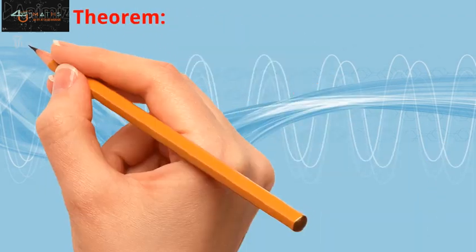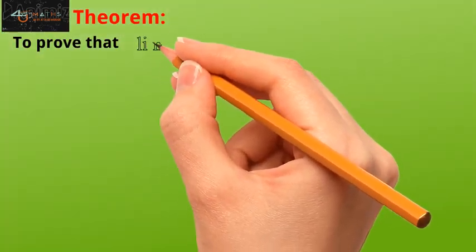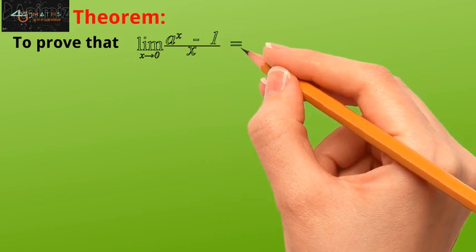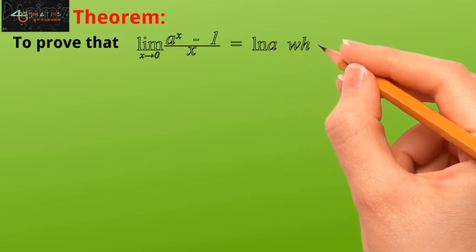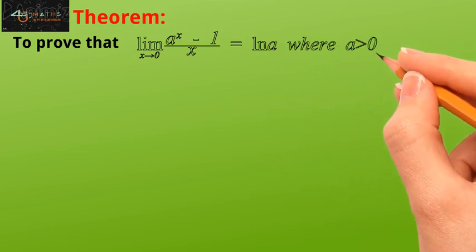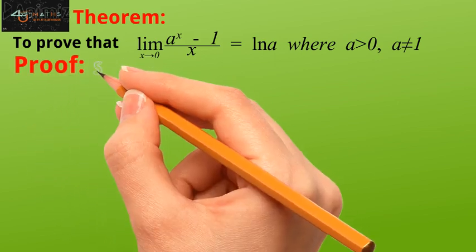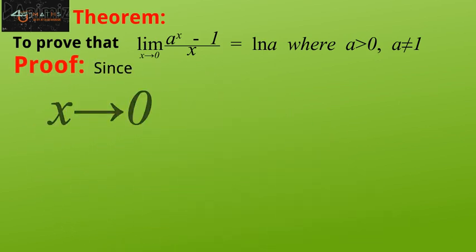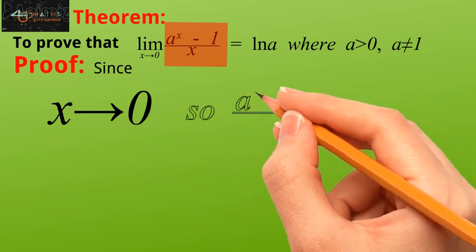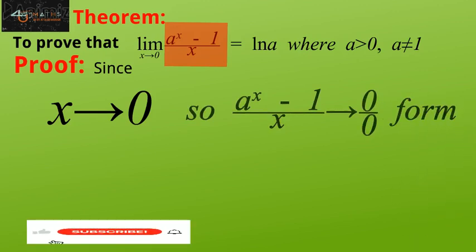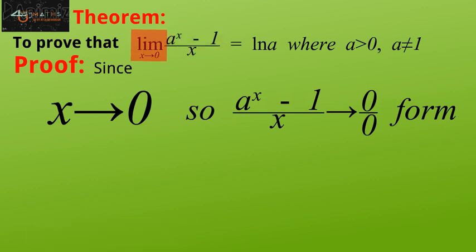Theorem. To prove that the limit as x goes to 0 of (a raised to x minus 1) divided by x is equal to the natural log of a, where a is greater than 0 and not equal to 1. Proof. Since x goes to 0, a raised to x minus 1 divided by x also tends to 0 by 0 form. Thus, we can't apply the limit directly.